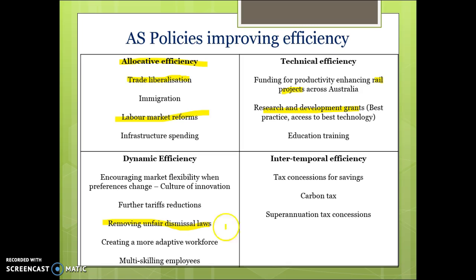For intertemporal efficiency, you could talk about the carbon tax, because that's an example of something that's going to improve our environment in the long term. So it's about maximising the efficiency in the long term by putting a tax on consumers. And then other things could involve tax concessions for savings or superannuation, which will give people the incentive to save to boost our productive capacity in the long term, because we'll have more funds available and more money in the economy.